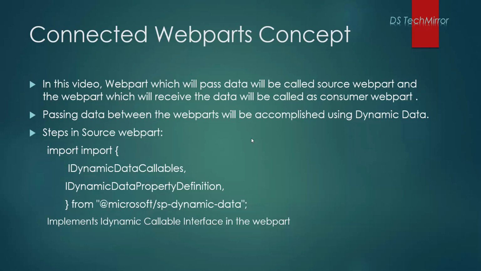Now I have divided my steps into two categories: steps we have to do in the source web part, and steps we have to do in the consumer web part. So first we will cover what we have to perform in the source web part. As I told you, we will be using dynamic data. For that, first of all, I will be importing IDynamicDataCallable, which is an interface, and IDynamicDataPropertyDefinition from @microsoft/sp-dynamic-data. In the source web part, I have to implement this IDynamicDataCallable interface, and to use that I have to import this statement. That's it. It's as simple as that.